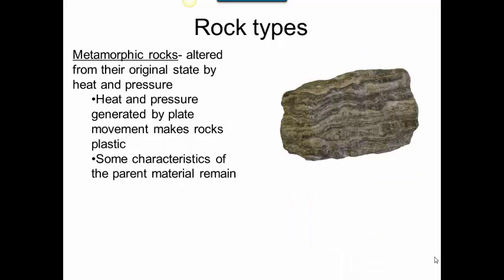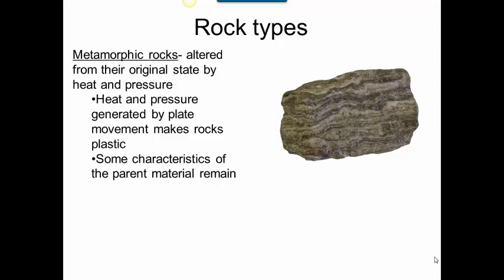The last type of rock is metamorphic rock. And these are rocks that are altered from their original state, either igneous or sedimentary rocks that are altered by heat and pressure. The example that we have here in the photograph is gneiss, and we can see these sort of wavy lines. That's a common characteristic of metamorphic rocks.